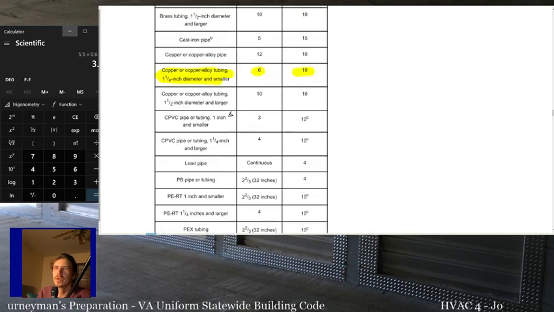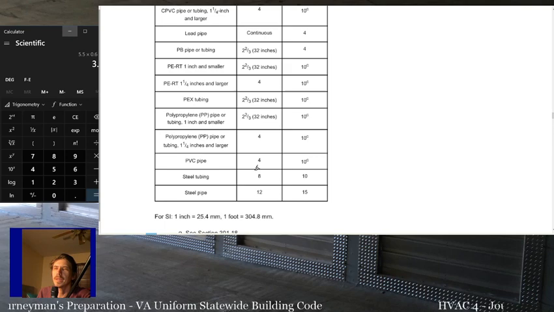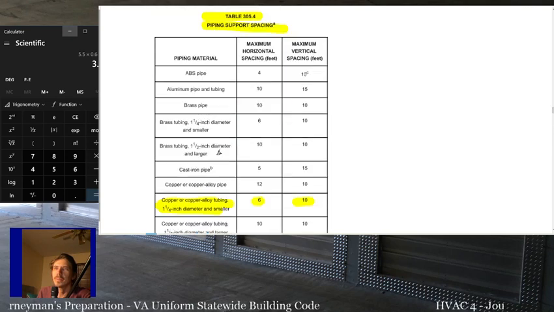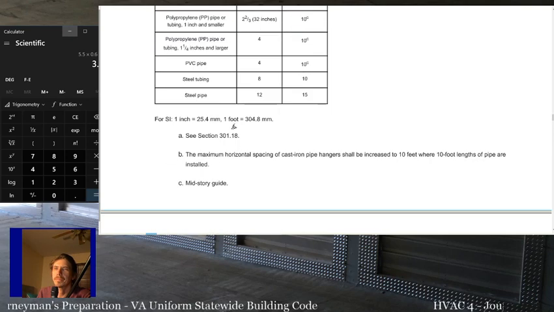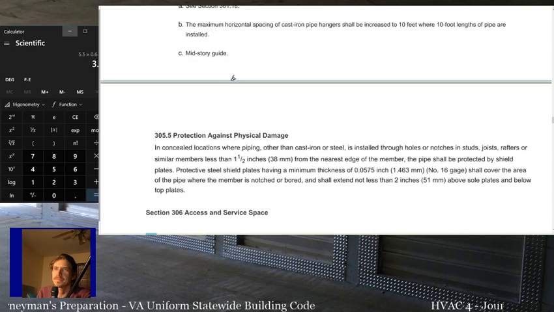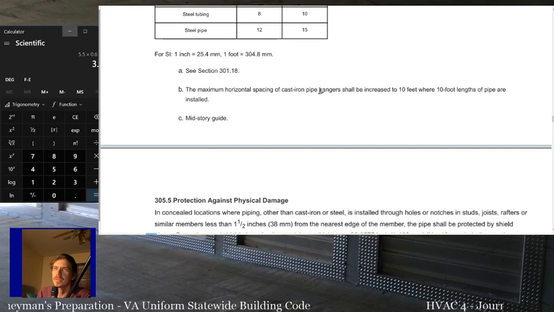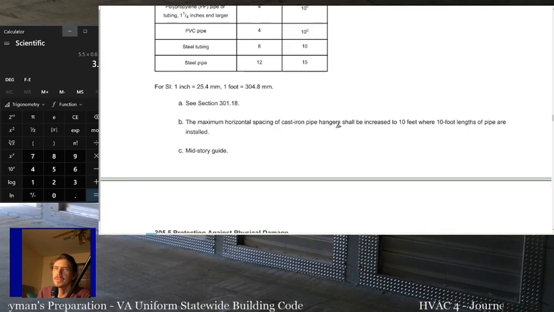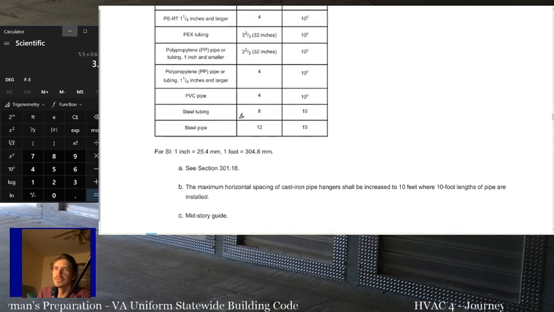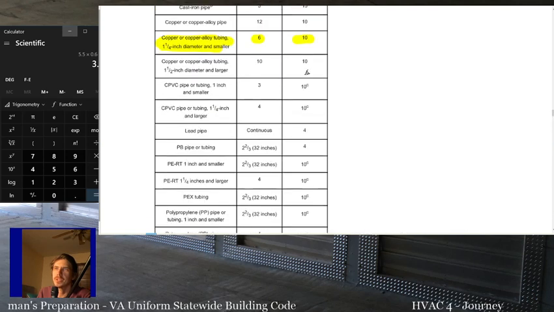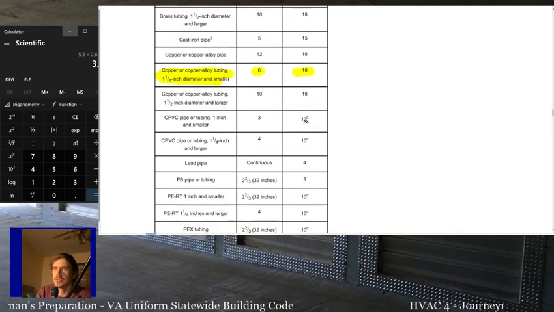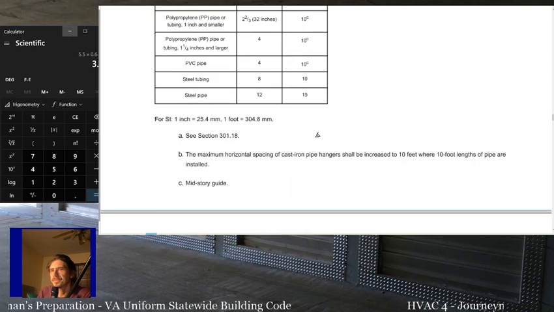If you're installing any type of pipe, then here is the spacing requirements for every type of pipe, that they have in the code anyway. Anything else, manufacturer's instructions. And then there's some notes here. We won't go through those notes, but you should read them and understand them. Mainly it's just the cast iron thing and the mid-story guide. Mid-story guide just means you have to have one between the two floors. But anyway.